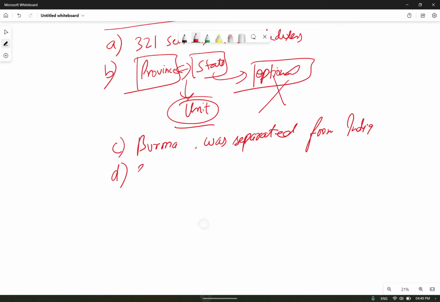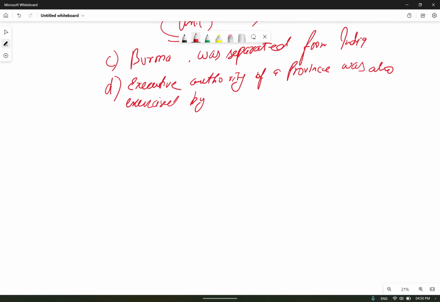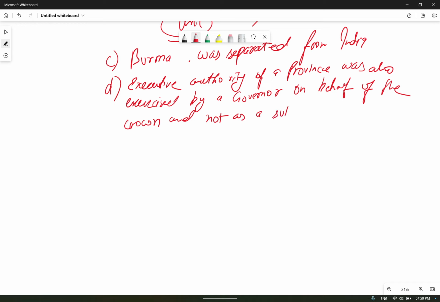So the executive authority of a province was exercised by a governor on behalf of the crown, and not as a subordinate of the governor general.